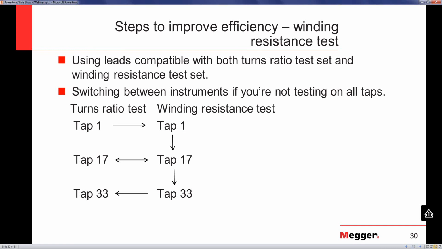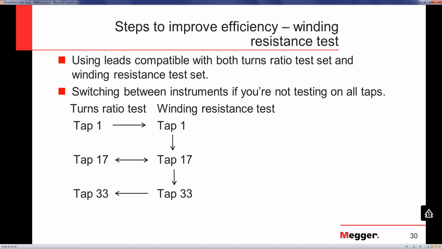Switching between instruments if you're not testing on all taps. Turns ratio test, for example, we have a 33 tap transformer and we don't want to measure the ratios on all taps. What we can do is start off at tap 1, do the turns ratio test, switch from the TTR to the MTO, do the winding resistance test at tap 1, then move from tap 1 to tap 17, testing on each tap as we go.